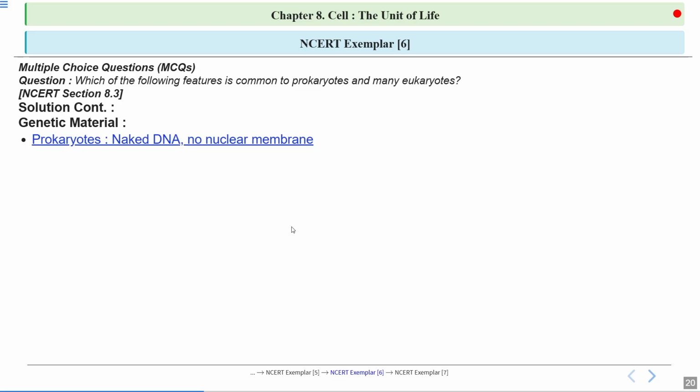Okay. So genetic material in prokaryotes, naked DNA is present because there is no nuclear membrane, there is no true nucleus. So in prokaryotes, instead of a nucleus, you have a nucleoid, where the DNA is present, attached to some positively charged proteins, which are histone-like proteins. This DNA is present in a region known as the nucleoid. It is called naked DNA because it is not surrounded by any nuclear membrane.